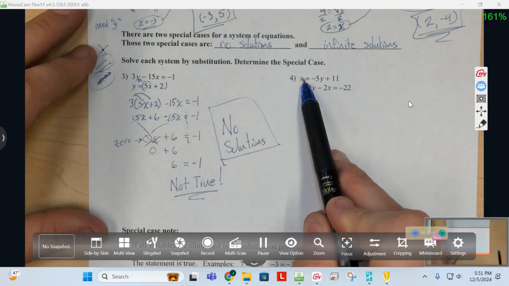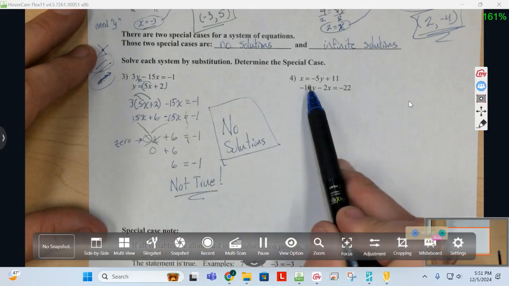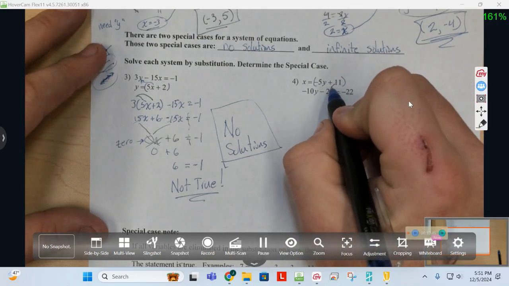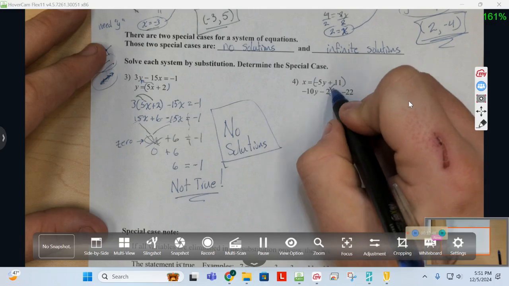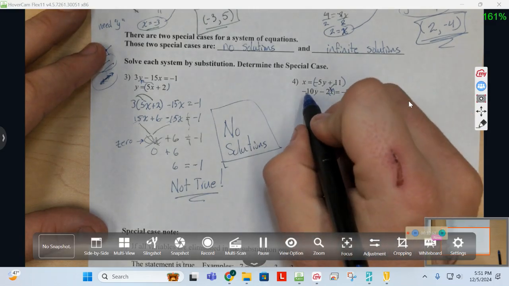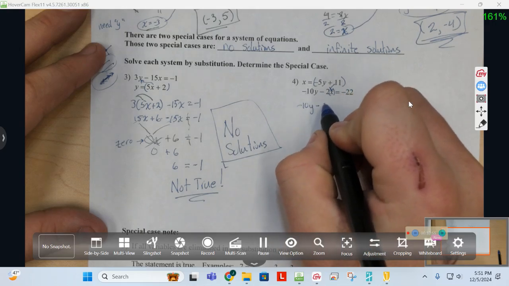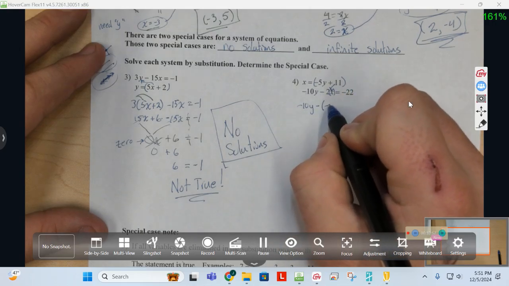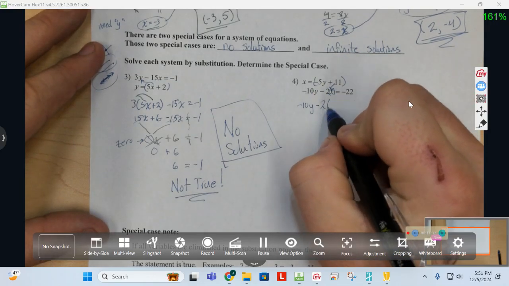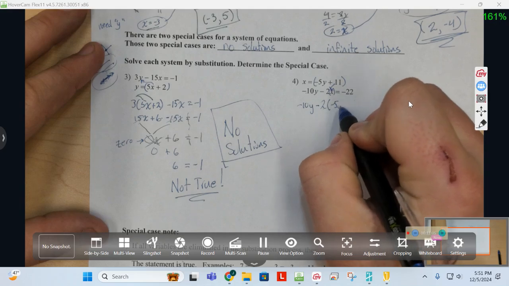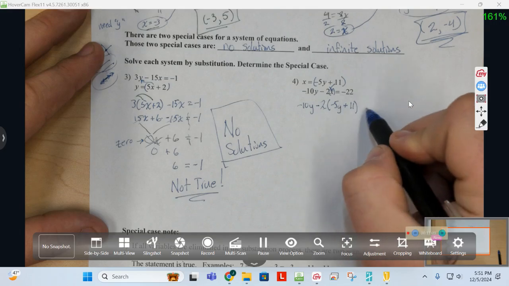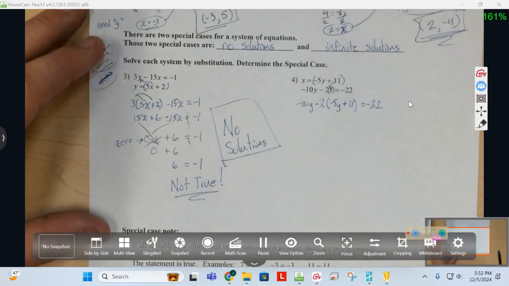Similarly, number 4 has x equals instead of y equals, so we're going to take the x equals equation and we're going to substitute that into where the x is in the other equation. So let's do that real quick. -10y stays. -2. I almost forgot the -2. -2 times that -5y plus 11, and then the rest of the equation is equal to -22.